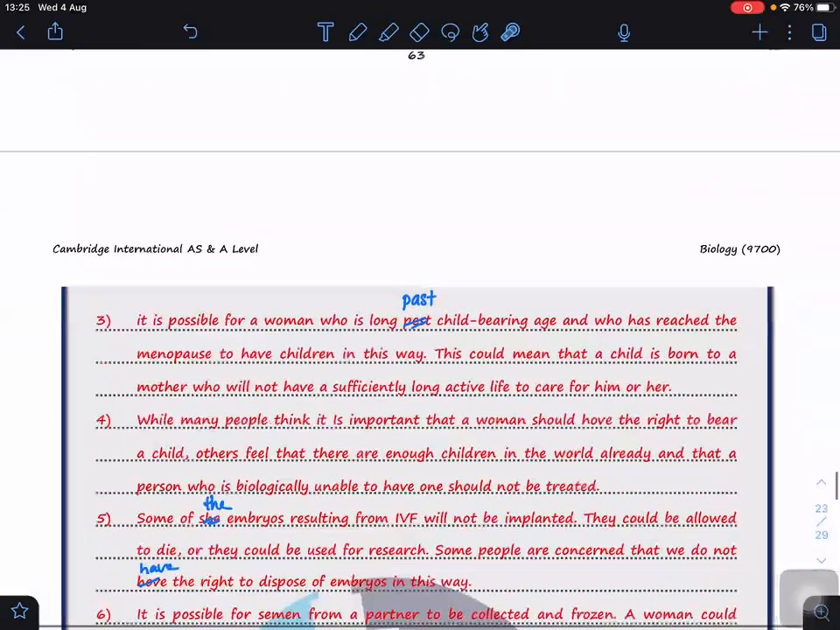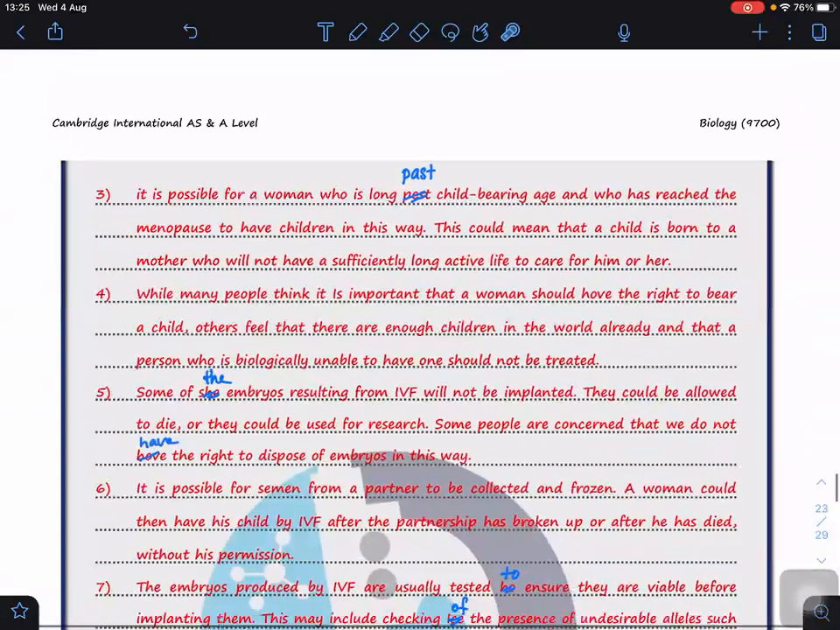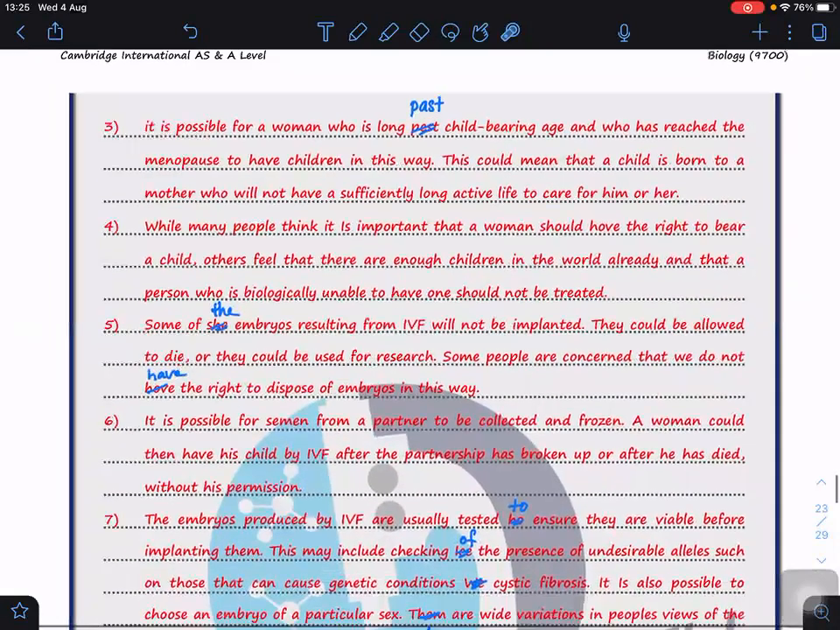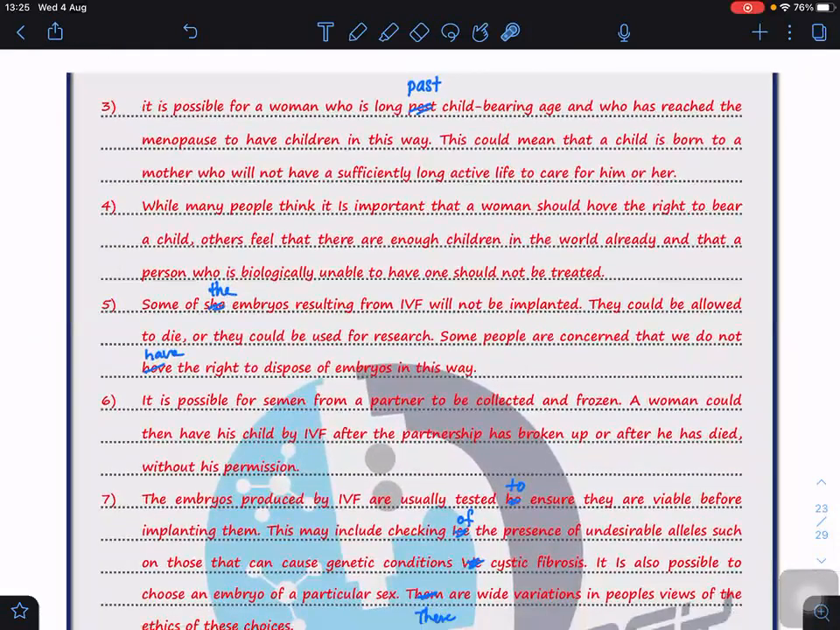It's possible for a woman who is long past childbearing age and who has reached menopause to have children in this way. Correct or not? Because they can have a surrogate mother. This could mean that the child is born to a mother who will not have a sufficiently long active life to care for him or her.